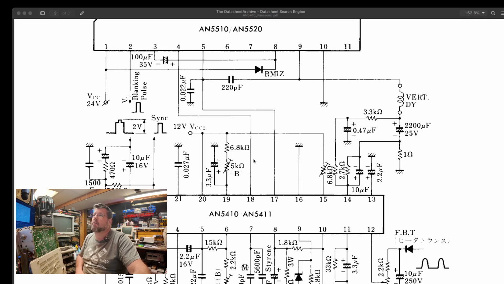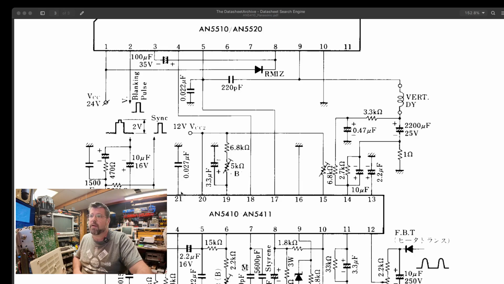After looking at the data sheet, this all started to make sense. Part of the problem is the scan of this manual is so bad that I was having a difficult time understanding what was going on. So now I see that we have 12 volt VCC. This is the AN5410. This is the chip that I replaced, that I surmised was bad because the manual said if the monitor is doing what it's doing, the chip is bad.